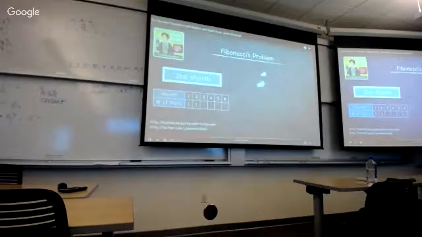So notice how helpful this is that they're showing the tiny rabbits, meaning they're not old enough to mate yet, and then the larger rabbits, meaning they are now capable of mating.